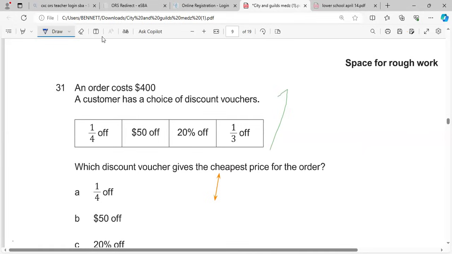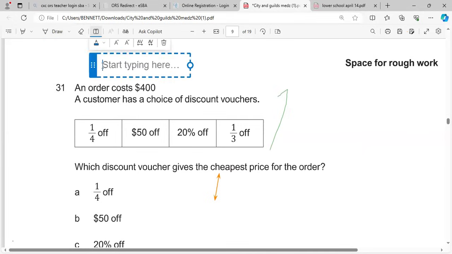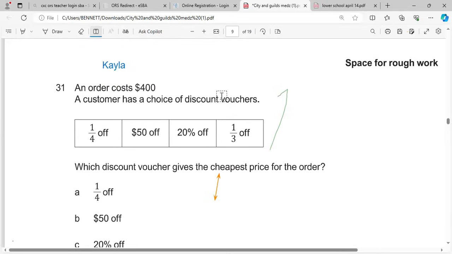Okay, Taylor Barrett. Alright, so everybody try number 31. It says an order costs $400. A customer has a choice of discount vouchers: a quarter off, 50% off, 20% off, or one-third off. Which discount voucher gives the cheapest price for the order? Everybody try. We will have to do every single one of them. Alright, so do it then.